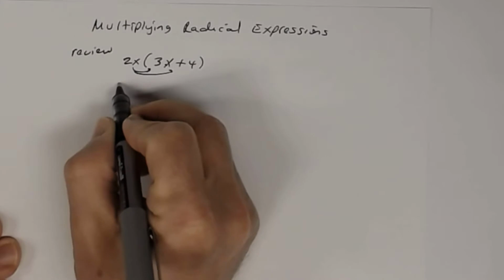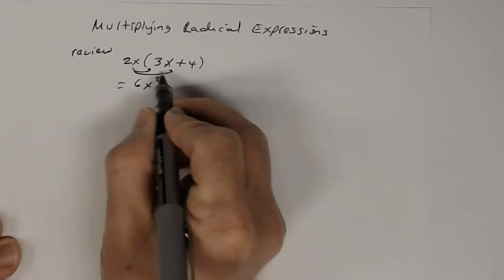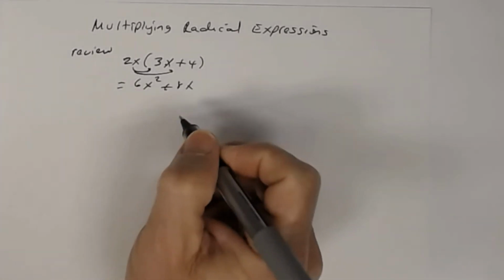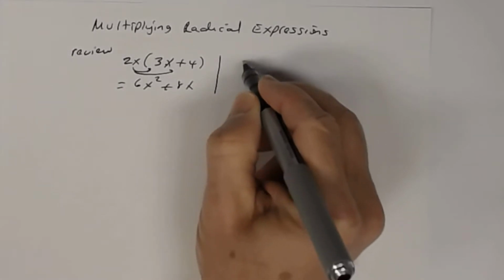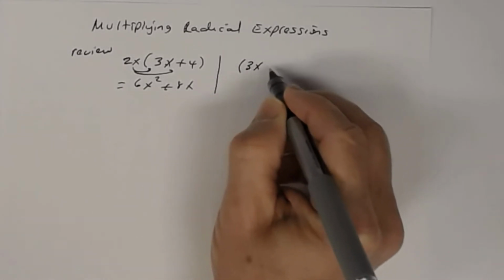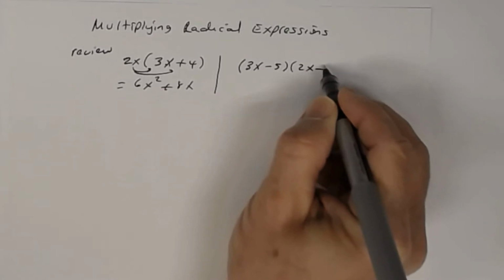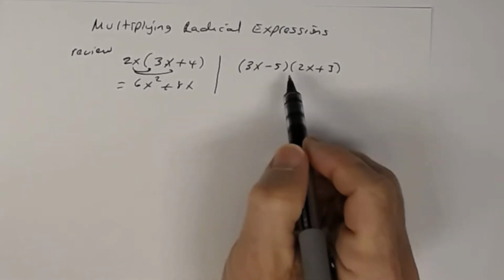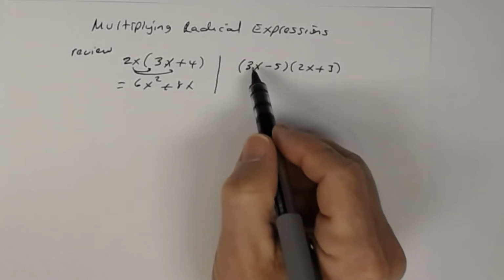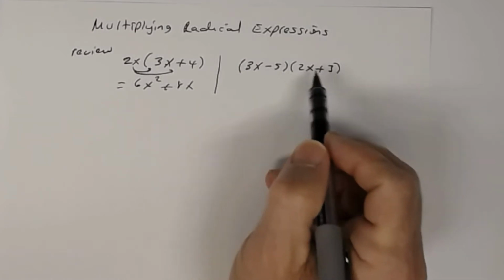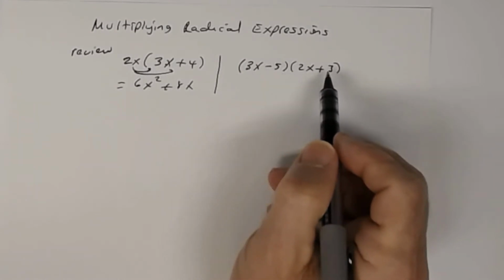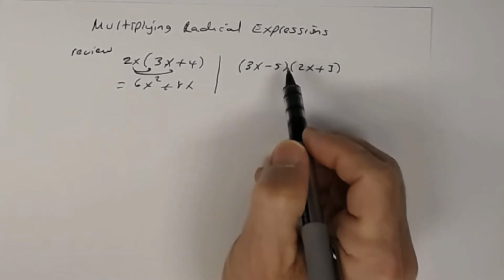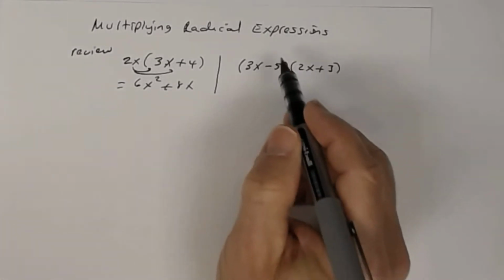So 2x times 3x is 6x squared, and then 2x times 4 is 8x. And then you would combine like terms if you could, and in this case, you cannot. The other thing you learned was that if you have something like (3x - 5) times (2x + 3), you're multiplying two binomials, and you could use the distributive property. You'd say this term times this binomial, and then minus this times this binomial. But most students just notice, since these are two binomials that I'm multiplying together, I can just use the FOIL method.